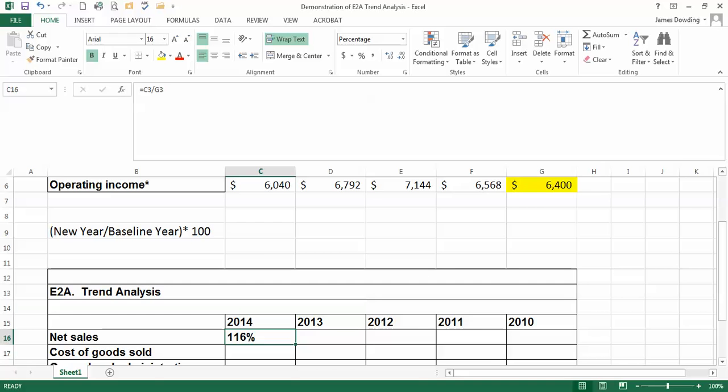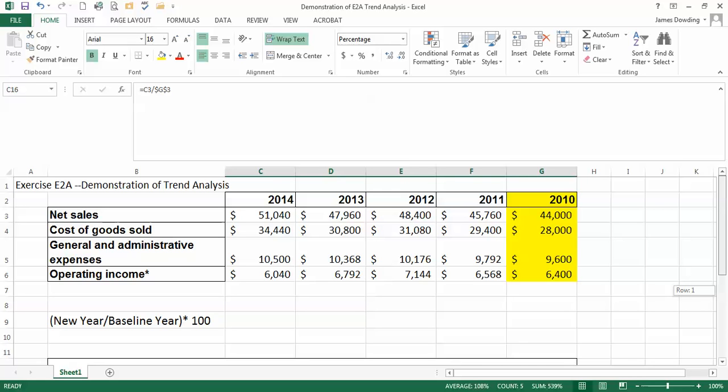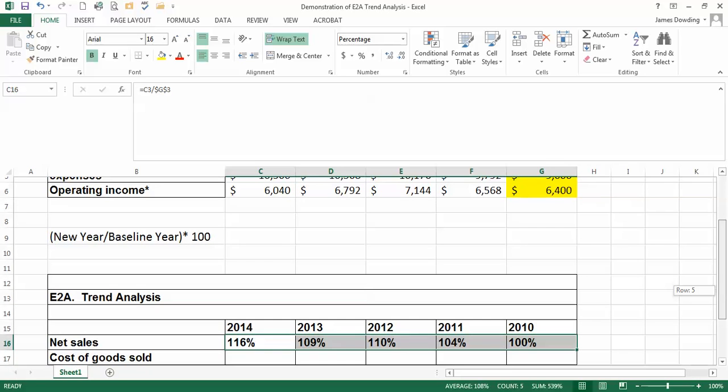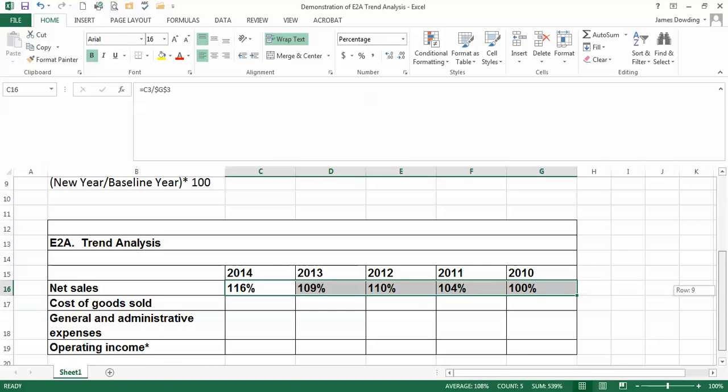Now, using the power of Excel, I want to make the baseline year absolute. So I press F4, accept that. Now I can take this back across, and notice that our net sales is 100% in 2010, because we're taking 2010 divided by 2010. We have a little bit of an increase in our net sales in 2011, and that trend continues through 2014.